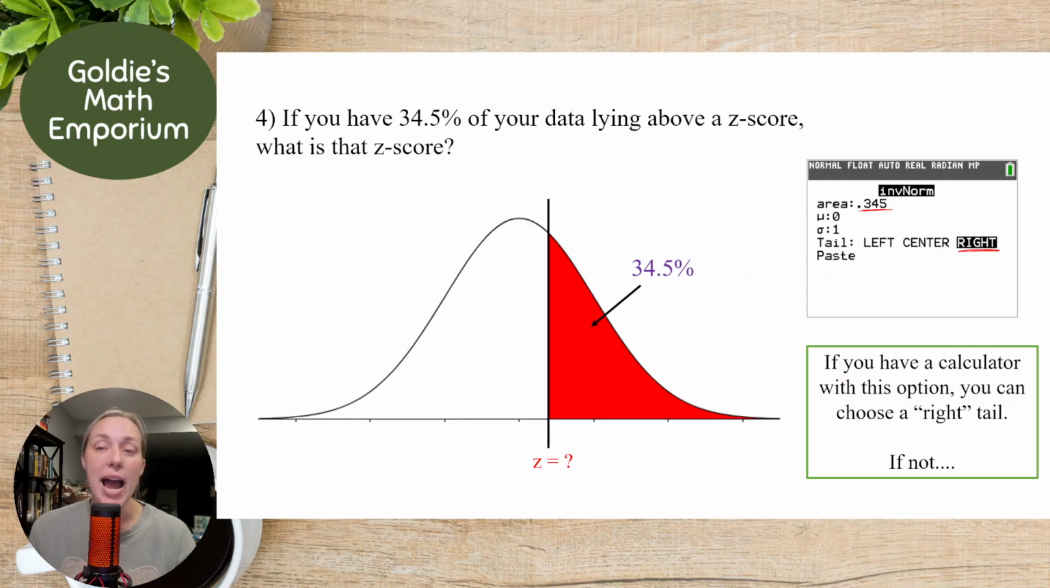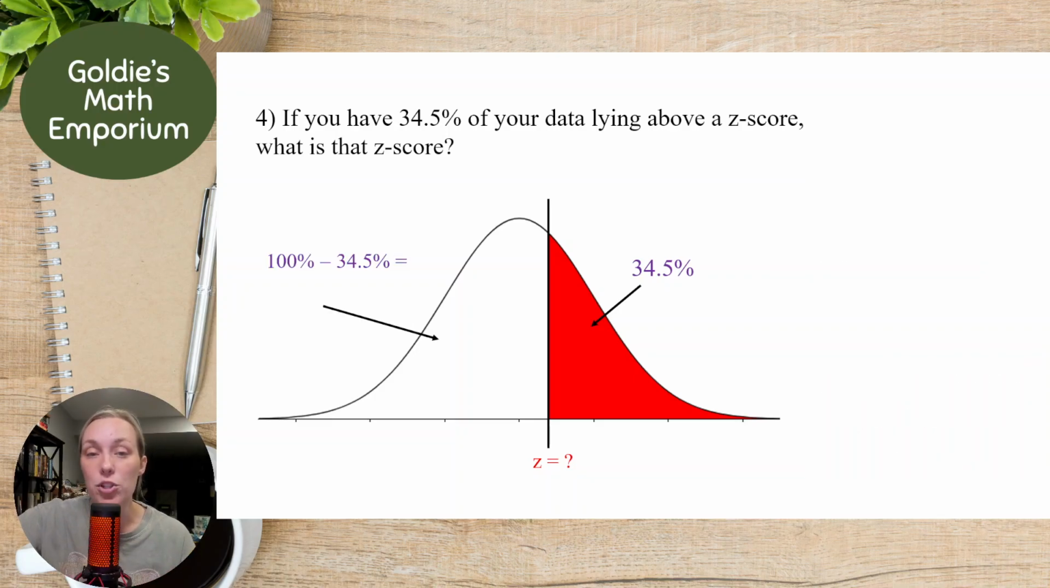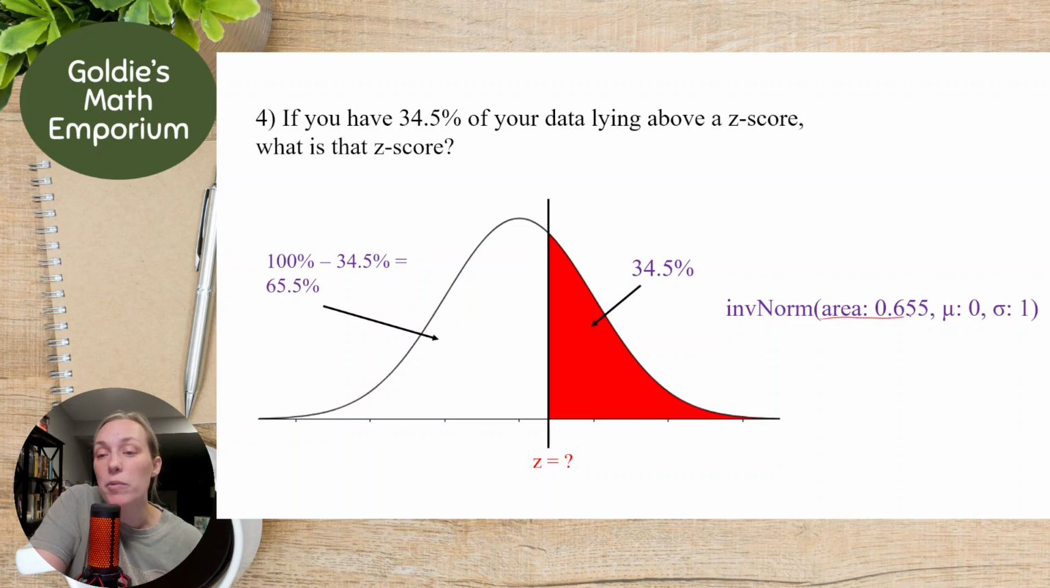Now, let's say you don't have the tail option, right? If this option is missing from your calculator, which it might be, it's only recently the newer calculators that got that. If you don't have that tail option, what you can do instead is find the percent below that z-score. So we would take 100% minus 34.5%, and we would get the percent below that z-score, and then that is what we would put into our calculator: 0.655, since that's the percent below the z-score.